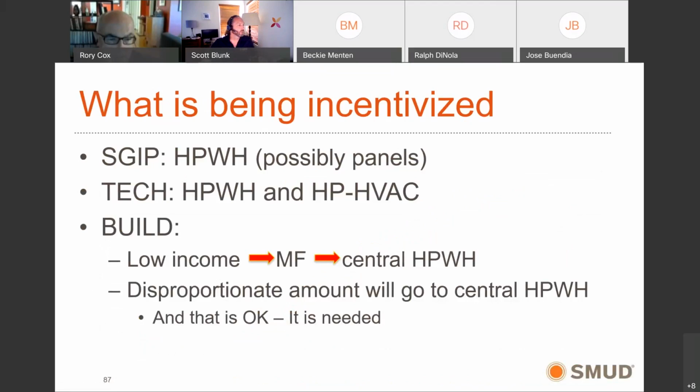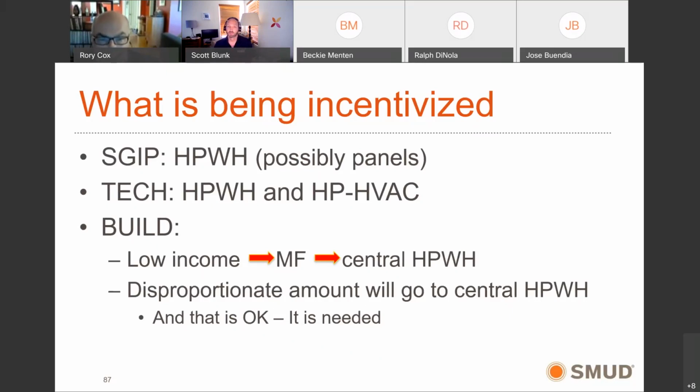And so what are these programs really? Simply, SCHIP, it looks like it's going to be, or will be focused on heat pump water heaters, possibly panels, possibly controllable. TECH is going to be both heat pump water heaters and heat pump HVAC. And then BUILD, we're really focused on low income, 80% of the funding, I think nearly 100% for the first few years.